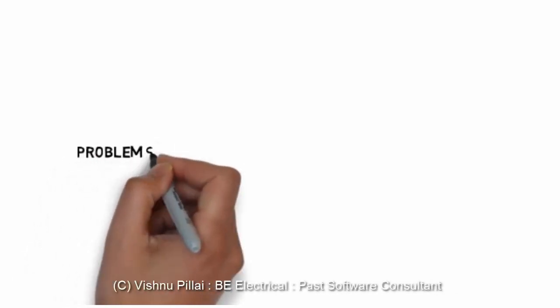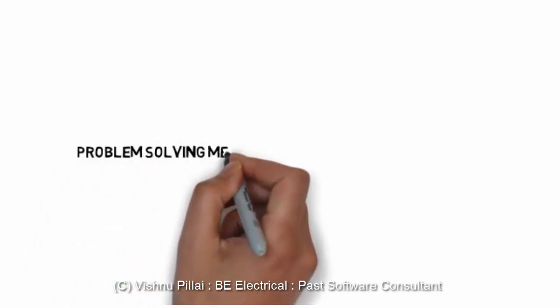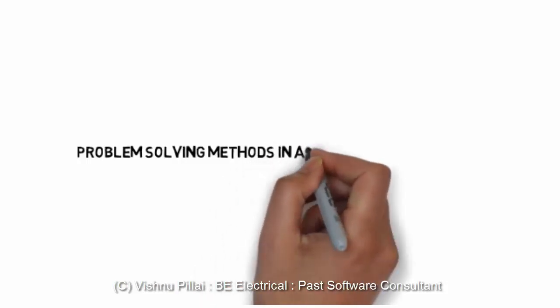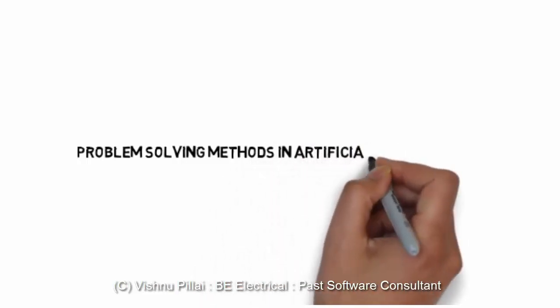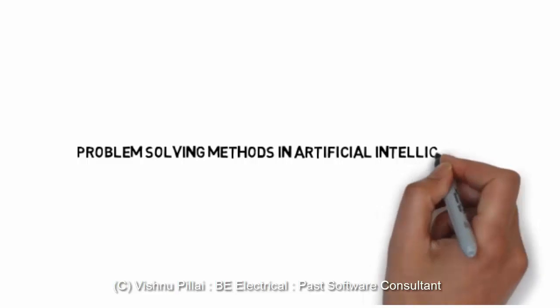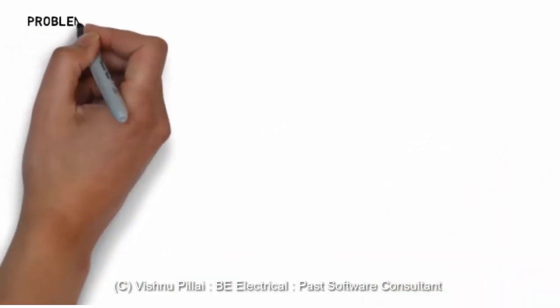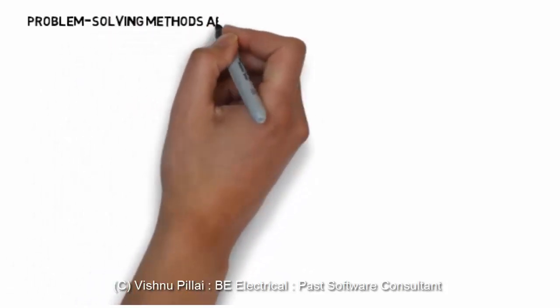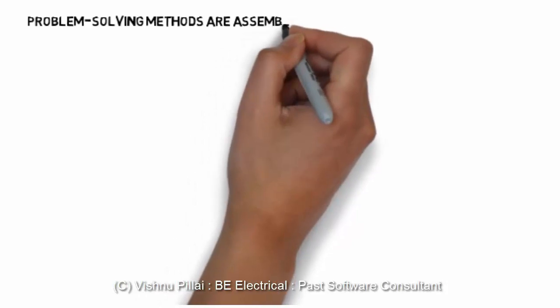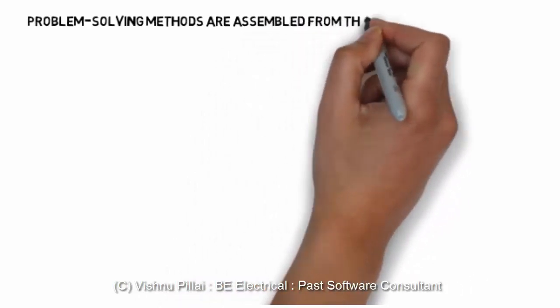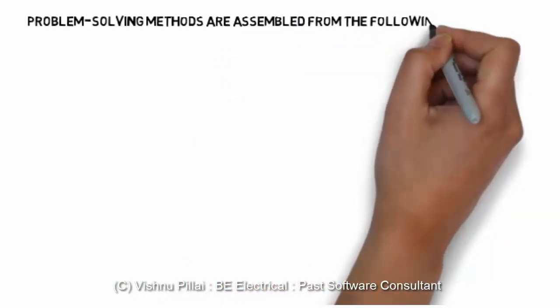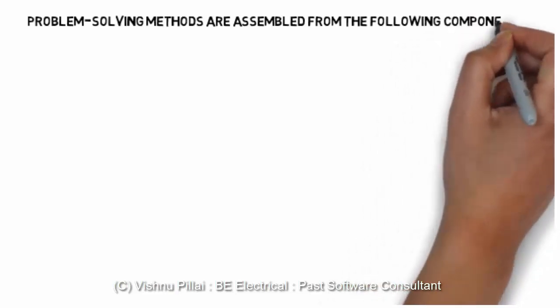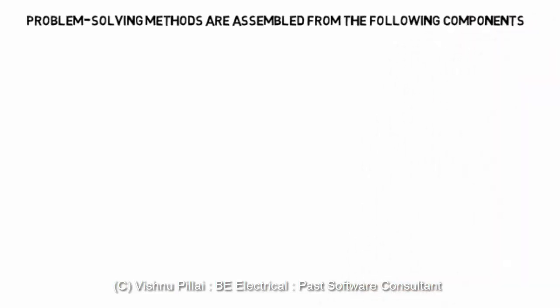This lecture is about problem solving methods. First, we have seen in the last lecture how to represent a problem. Also, we have seen how to represent the problem in the form of a knowledge representation. It can be represented using semantic nets, it can be represented using frames, and it can be represented using graphs. So the problem solving methods are assembled from the following components.